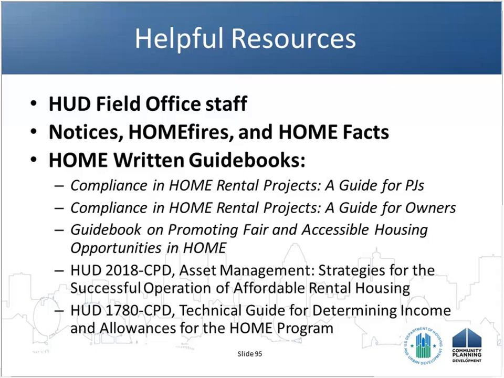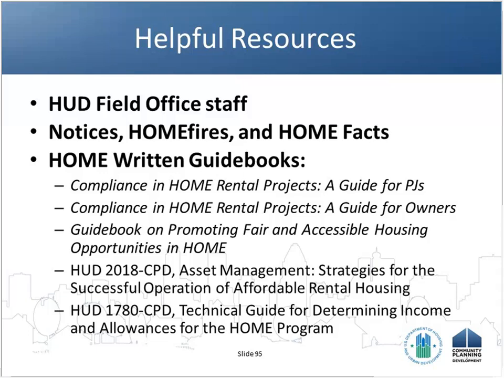So there's a compliance and HOME rental project guidebook. One was written for the PJ, one was written for the owner. They go through in great detail things such as, today when we talked about, okay, if I have a tenant in a fixed unit that goes over 50 but they're under 80, they'll walk you through all of the requirements. I think they can be very useful for both PJs and property owners. Those are posted on the HUD Exchange, and I would recommend you use them. There also is an existing guidebook that's been around for quite a while, but I think it's still useful, on promoting fair and accessible housing opportunities.